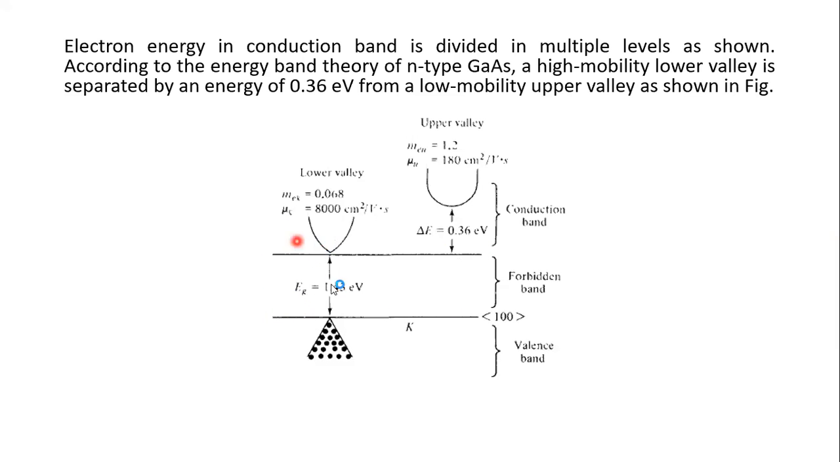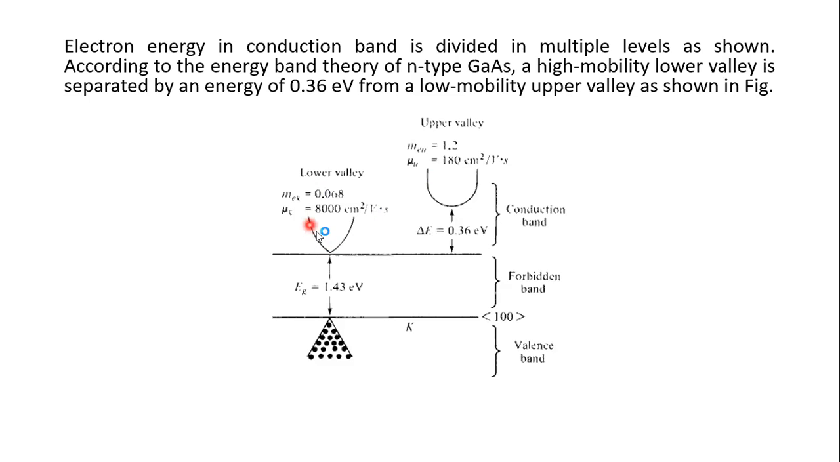There is a separation between the two bands, and that separation is 1.43 electron volt, which is good enough. Now the conduction band is divided into a number of different energy bands, you can say. So here the electron can occupy this lower valley where the energy is lesser, of course. And here, if the electron gains more energy, then it is said to be shifted to the upper valley.